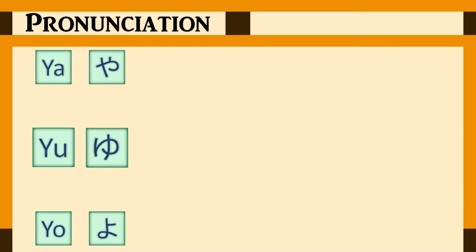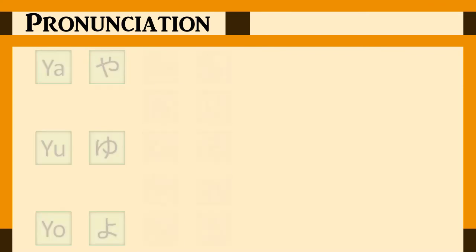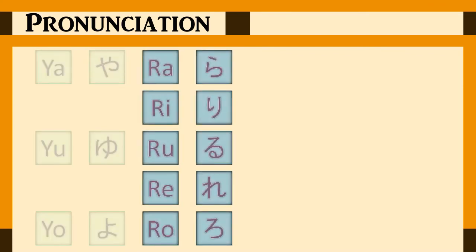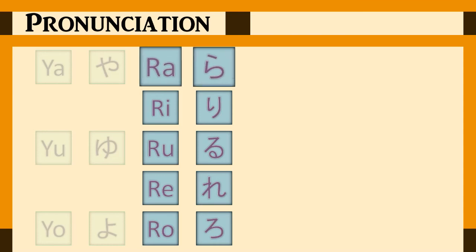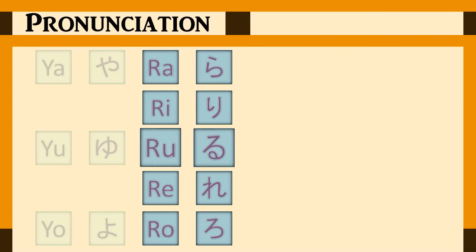Ya, yu, yo. Next is R, which has no exceptions, though the pronunciation may not be what you would expect. R comes out like a mix between L and R, so you get ra, ri, ru, re, ro. Try not to make it sound like a D.